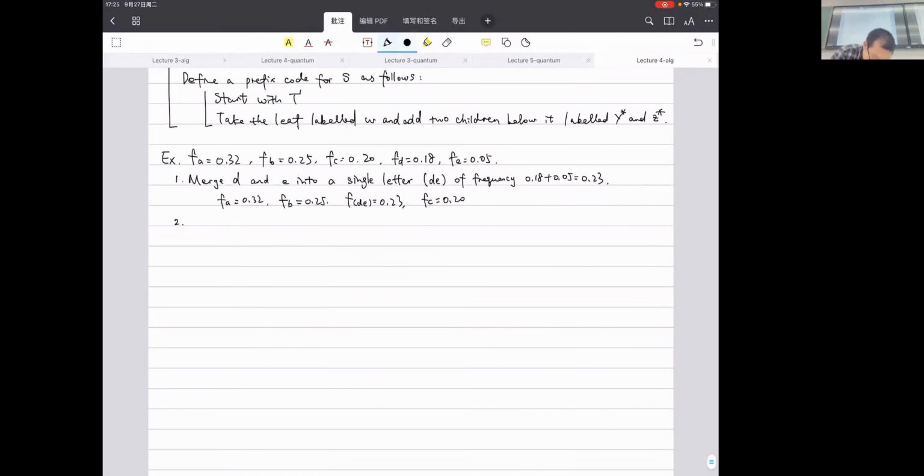Next, we merge DE and C into a single letter, let's call it CDE, of frequency the sum of them: 0.23 plus 0.20 is 0.43. So now we have CDE equal to this, and then we have F_A and F_B here.